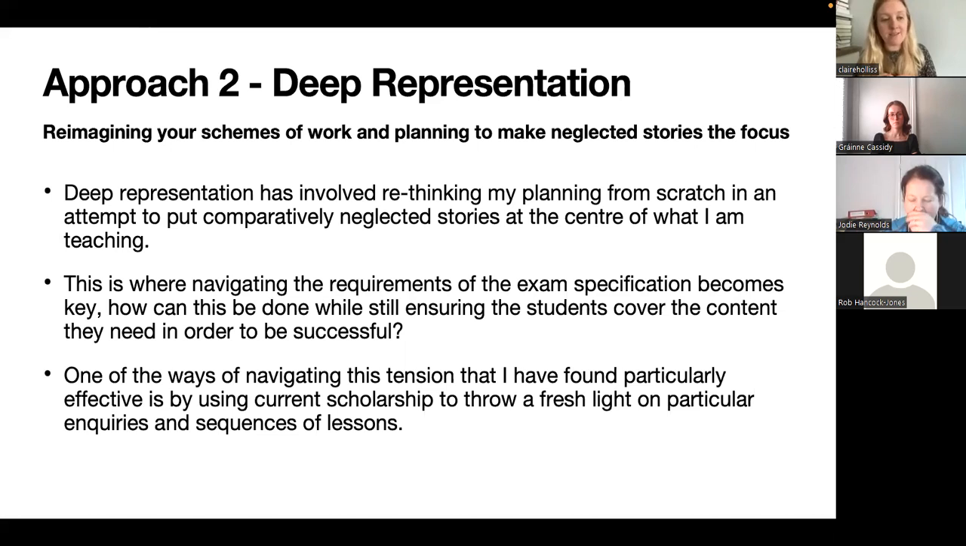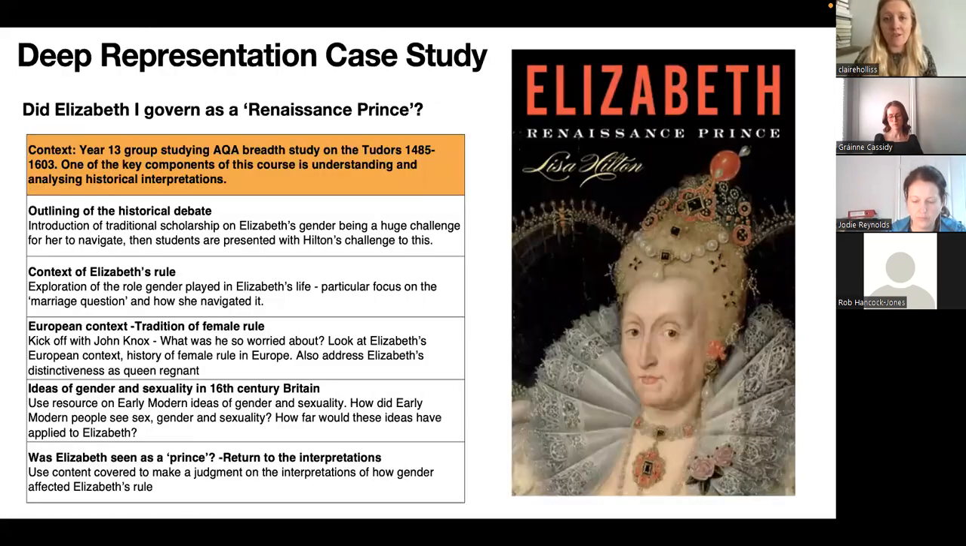And one of the ways, which is actually quite interesting, because I was just listening in on your discussion earlier, one of the ways in which I found a path through this is to use scholarship and interpretations to guide or drive inquiries and sequences of lessons. So the example I'm going to talk to you about now comes from our teaching of our Tudors unit.